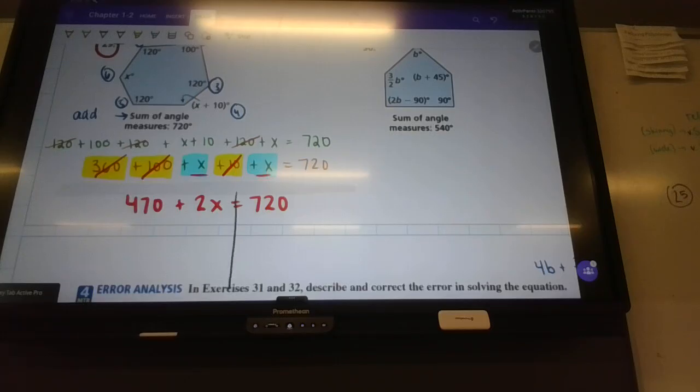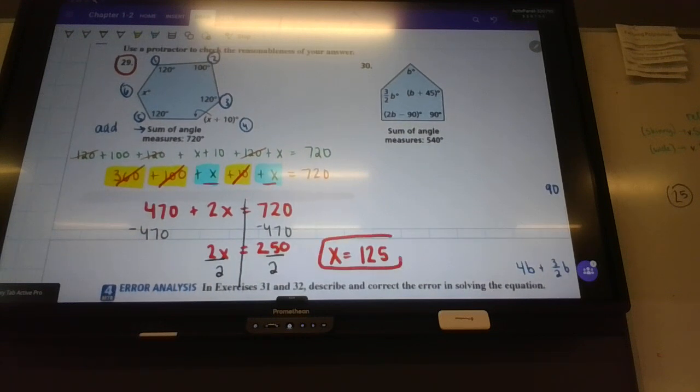Put the line in it. Subtract 470. 250. Divided by 2. 125. Nice. So the x in here is 125. So if we put a 125 here and here, add it all up, it would be 720 degrees. Good work. Very good work.